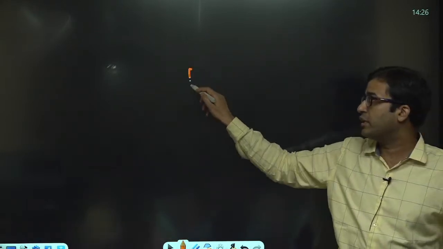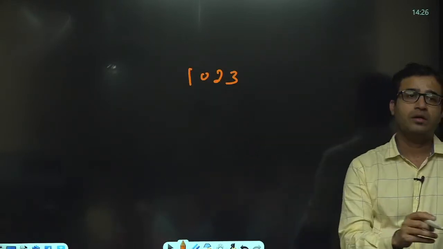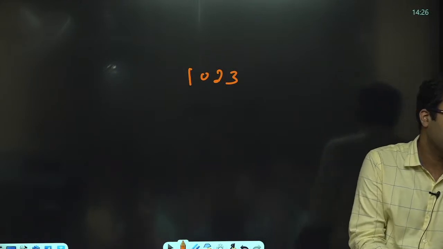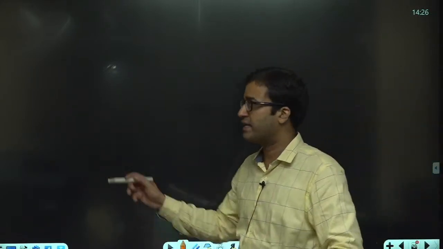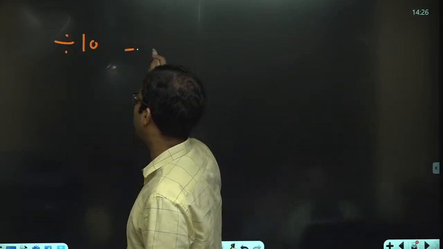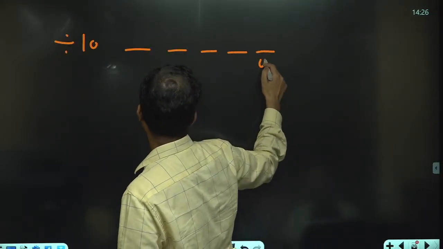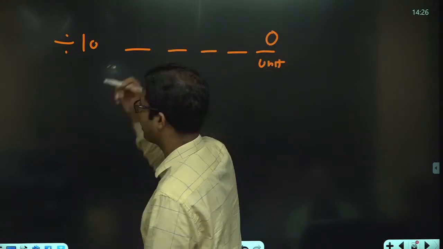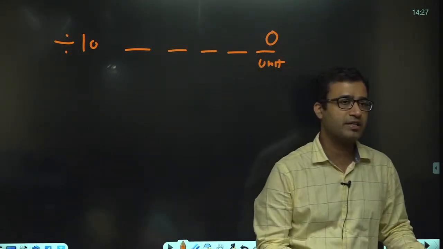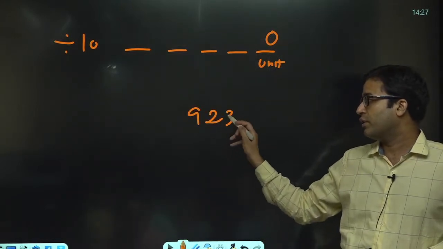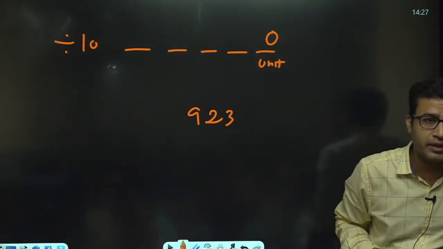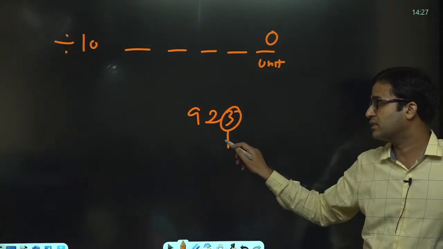Like 1023. Is it divisible by 5? No. Then what is the remainder? 3. Similarly, divisibility of 10 is the easiest. For divisibility of 10, tell me what we have to check. At the unit place, it has to be 0. If it is 0, yes, otherwise no. If it is no, like 923, we know it is not divisible by 10. Then tell me what is the remainder? 3. The unit place itself is the remainder.